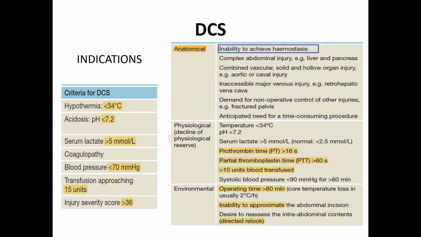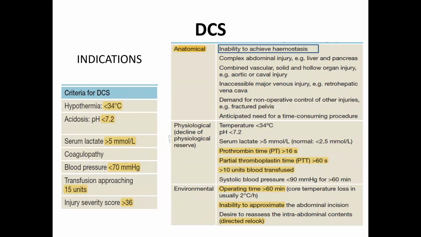So what are the physiological and anatomical indications? Anatomical indications: you opened the abdomen or you have started some surgery, but you are not able to achieve correct hemostasis. So that comes under the anatomical indication. And what about complex abdominal injury, complex vascular injury, and you're not able to access any major venous injury? So these come under indications for DCS in an anatomical setting.